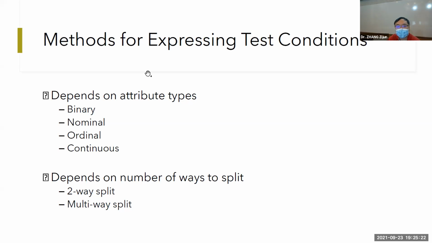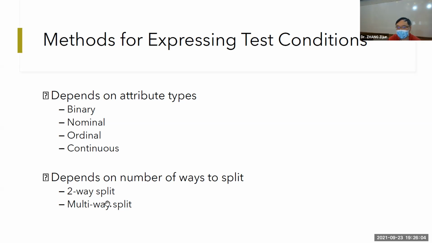Then we need to talk about the methods for expressing the task conditions in developing a decision tree. Such kind of task condition can depend on the attribute types. So we need to concern the attribute types. We will have different strategies to address if the attribute is binary, nominal, ordinal, or continuous. And we also have the concern of the number of ways to split.